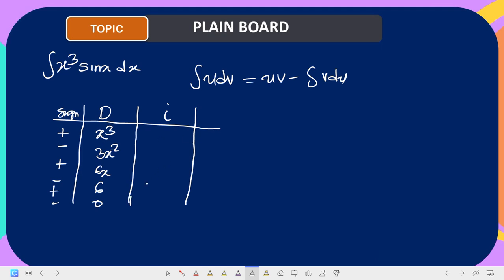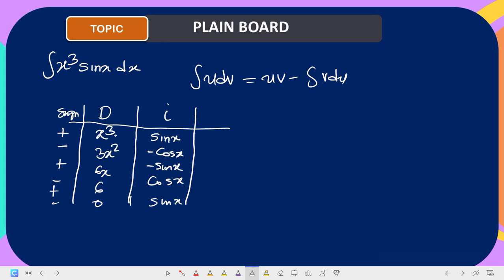Now how about for the other side? This is sine x. If you integrate sine x, it will give us minus cos x. Okay. Now at this point, what do you have here? You have sine x here initially. If you integrate sine x, it will give us minus cos x. Integrate minus cos x, it will give us minus sine x. Integrate minus sine x, it will give us cos x. Integrate cos x, this will give us what? Sine x, which is 1, 2, 3, 4, 5.